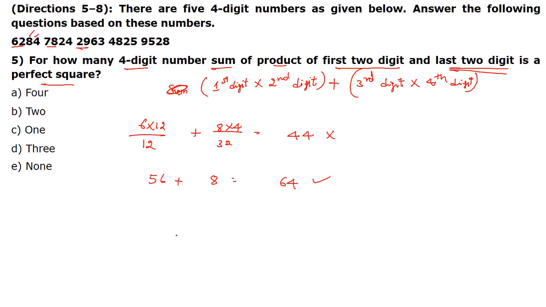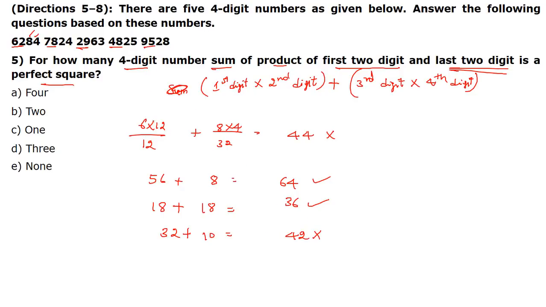The next one is 2 into 9, which is 18, plus 6 into 3, which is also 18. 18 plus 18 would be equal to how much? It is 36. So I can certainly say that this is also a perfect square. The next one is 4 into 8, which is 32, plus 2 into 5, which would be 10. So 32 plus 10 would be 42. This cannot be the one.